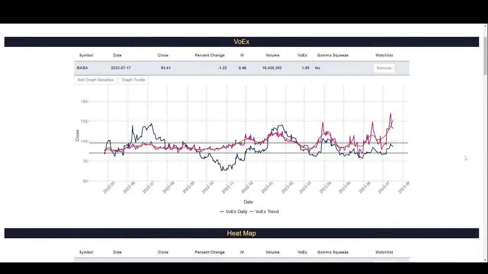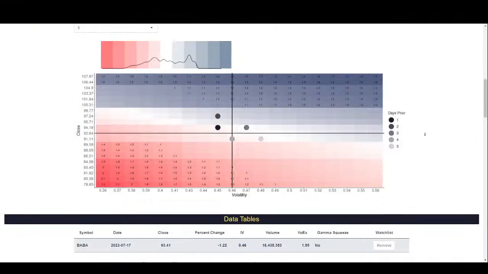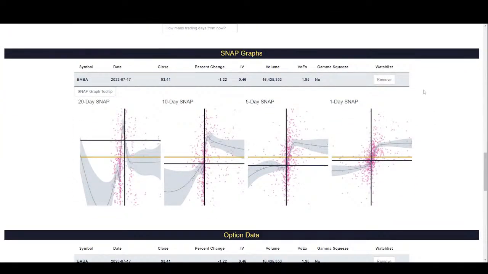Can you go back over how you're reading the snap graphs real quick? Yes, I probably should have started with that. Thank you. So crosshairs below the gold line is bearish, crosshairs above the gold line is bullish, and that's all you need to know. Can we make assumptions on where Voex may lead based on the 20-day snap graphs alone?